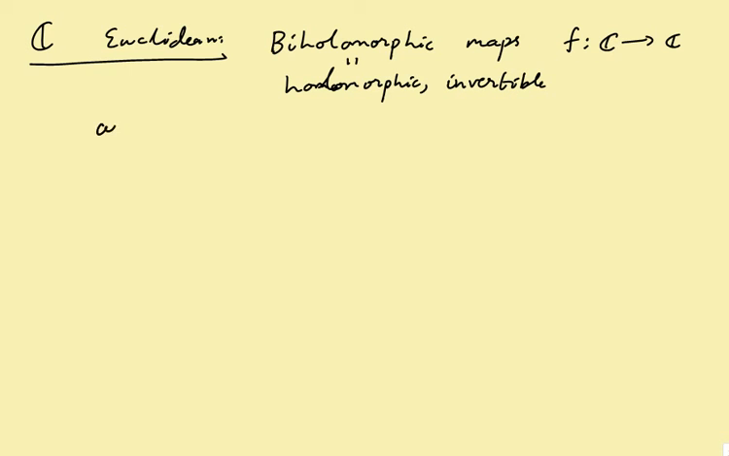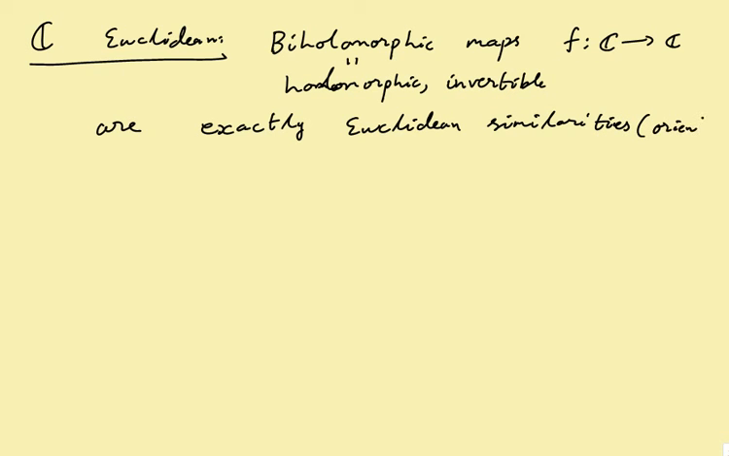These are exactly Euclidean similarities. Well, with one little caveat, which is that they have to be orientation preserving. Okay, so as we see in high school geometry, Euclidean geometry, there are really two ways of viewing it. You can view things in terms of congruences, which is preserving distances, or similarities, which preserve angles, or a better way of looking at it is preserve angles and scale distances by a fixed amount.